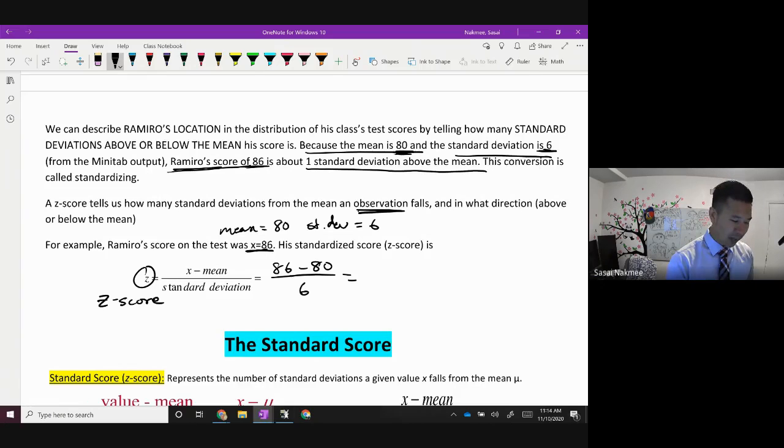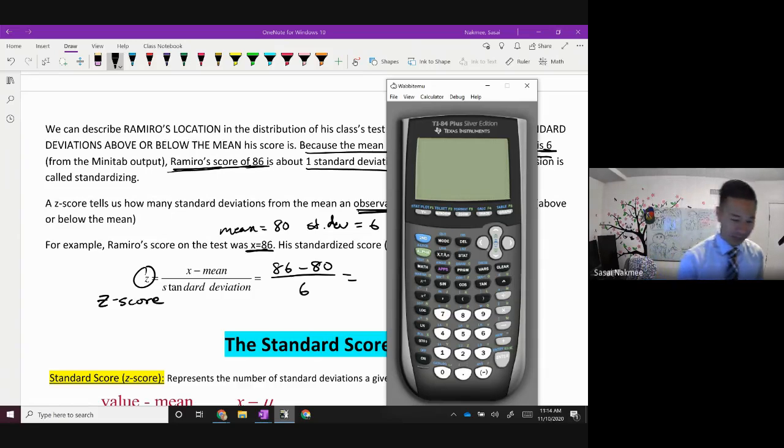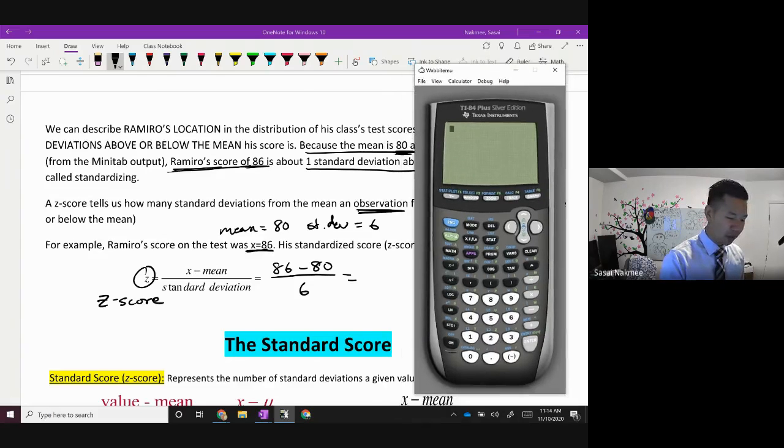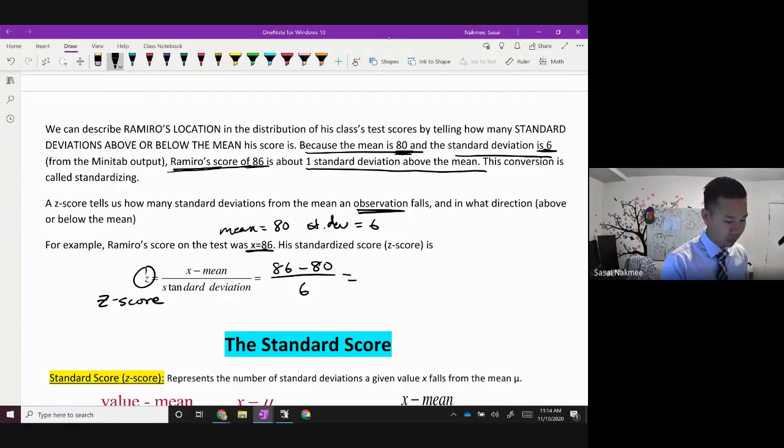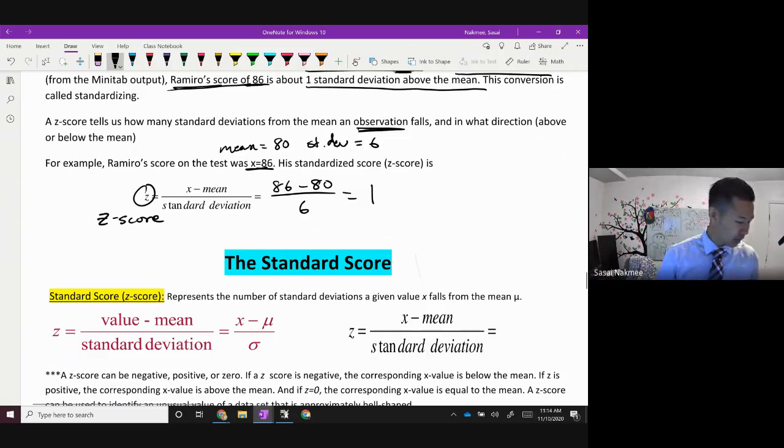So 86 minus 80, divided by 6, is going to be this right here. Let me turn on this calculator. This is going to be 86 minus 80, which is 6, divided by 6, which gives me a z-score of 1. So that number is positive, and that tells us that Romero did better than the average, and he did better than the average by about 1 standard deviation. Okay, that's all that is.